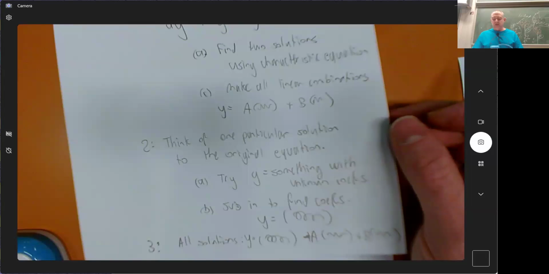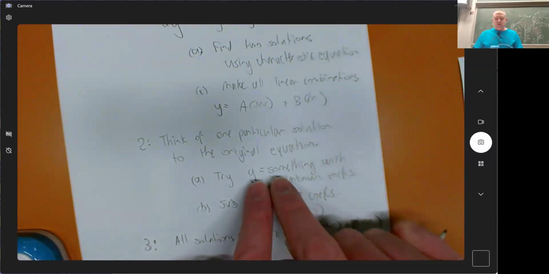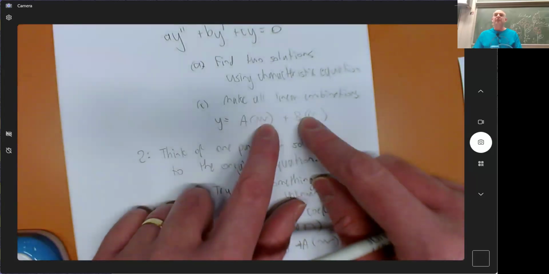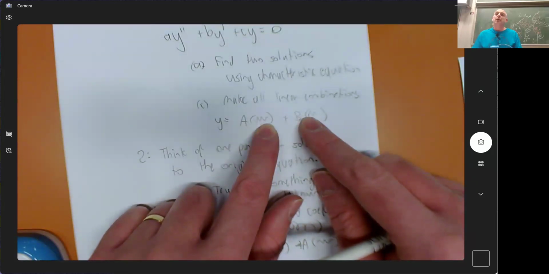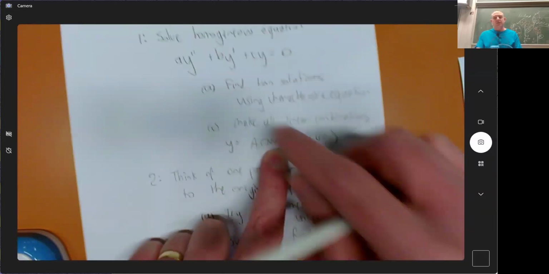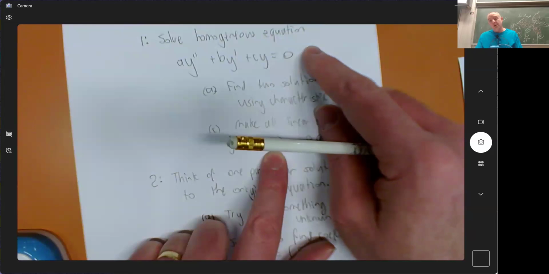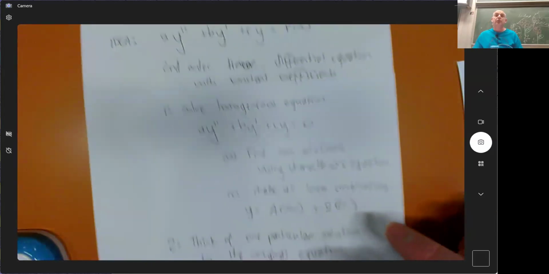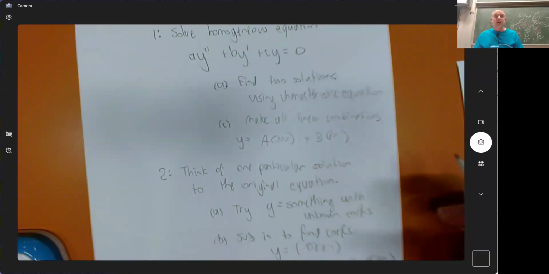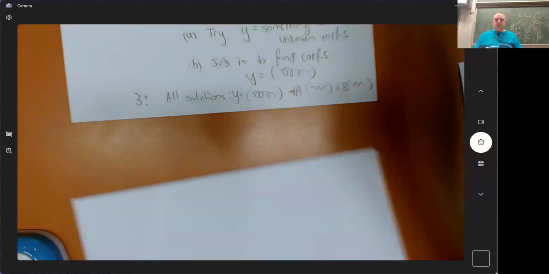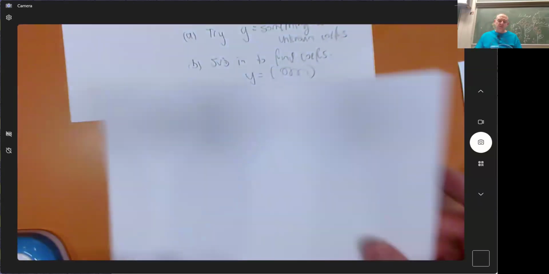Except there's a little detail here, which is that when you try something like this, you need to make sure that none of it is already part of the homogeneous solution. Because if it was, then when you put it through this side of the differential equation, it would come out to 0. And you want it to actually come out to the right-hand side, so you need to choose something else. The way to choose something else is to multiply the thing you wanted by x. So that's the idea. It's best to do with an example.